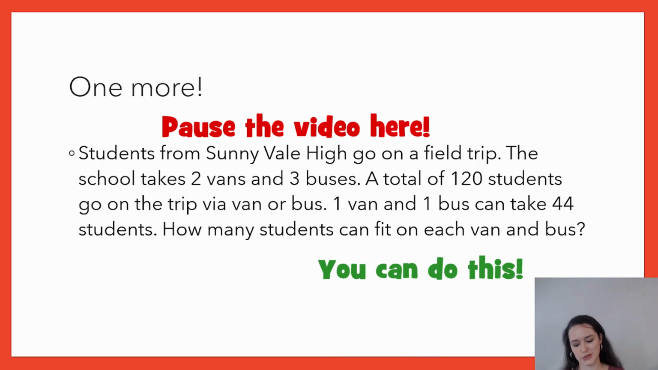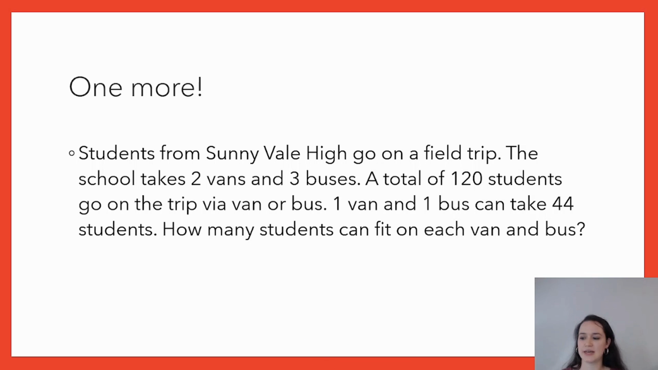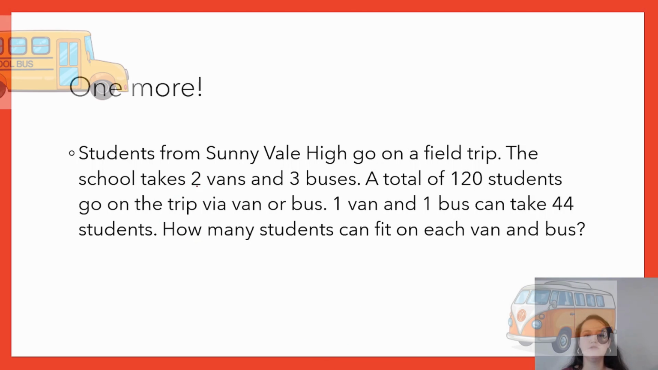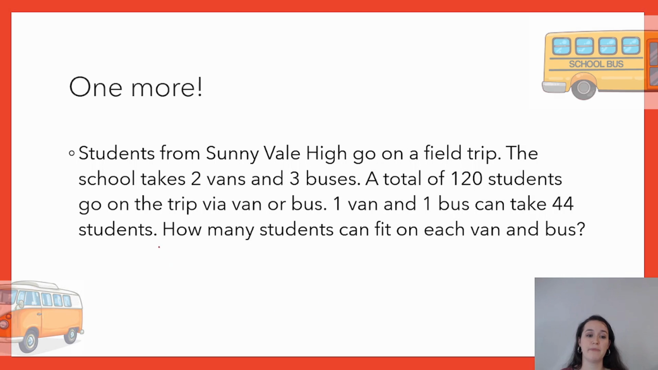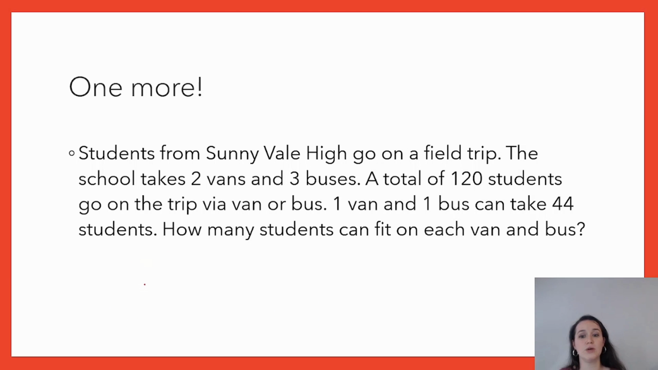I'm going to go ahead and start. Students from Sunnyvale High School go on a field trip. The school takes 2 vans and 3 buses. A total of 120 students go on the trip via van or bus. 1 van and 1 bus can take 44 students. How many students can fit on each van and bus? So I've got 2v plus 3b equals 120, and v plus b equals 44.